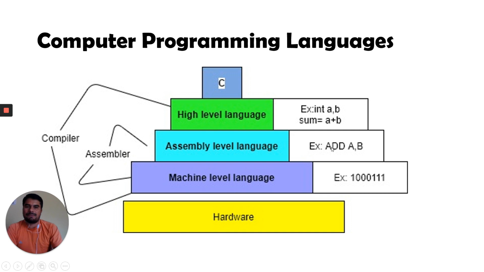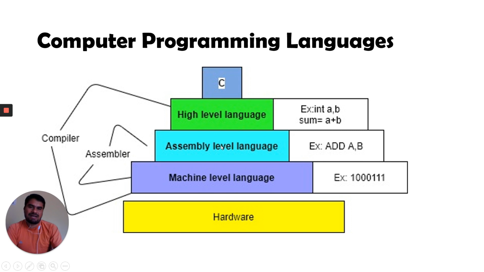Now, can assembly level language be understood by the hardware? No, it is not possible. So assembly level language has to be converted into machine level language. How will it be translated? Assembly level language can be translated using an assembler, and then it will be in the form of machine level language. Now the hardware can understand it. It means we need an assembler. So again, this is not that user friendly.